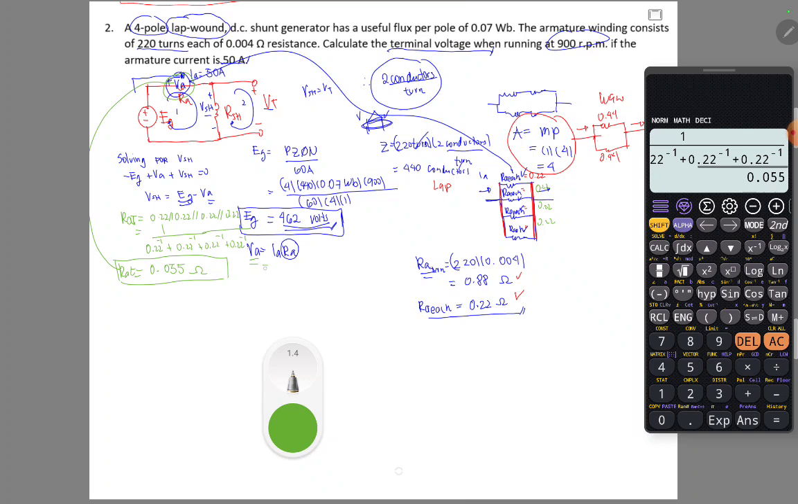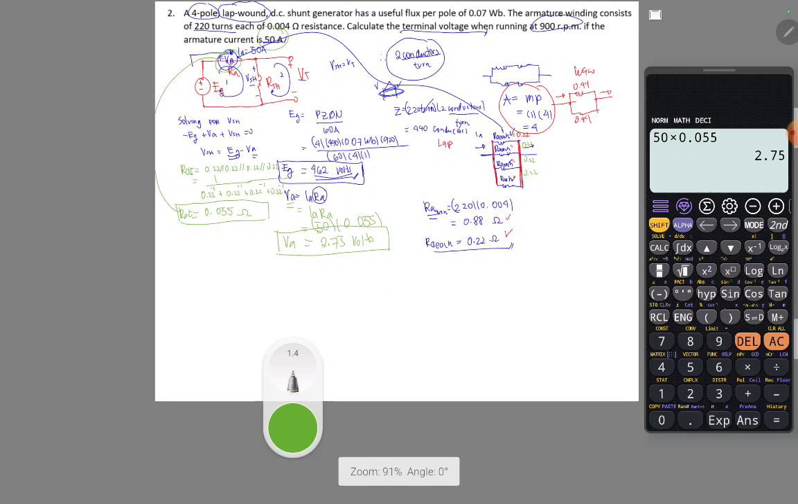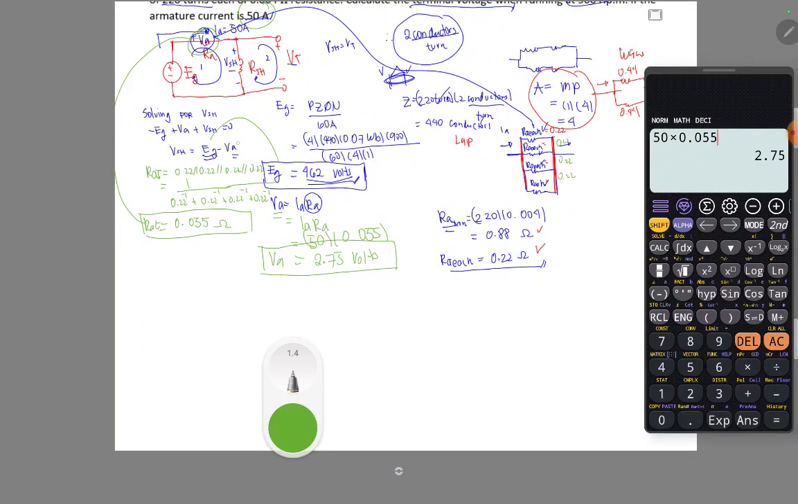Okay, so if we already have our RA total, you would just substitute this into this equation. Our VA is equal to our IA multiplied by RA. Our IA is already given as 50 ampere, multiplied by 0.055 ohm. So we have 50 multiplied by 0.055, and from this you would notice that the voltage drop in the armature is equal to 2.75 volts.